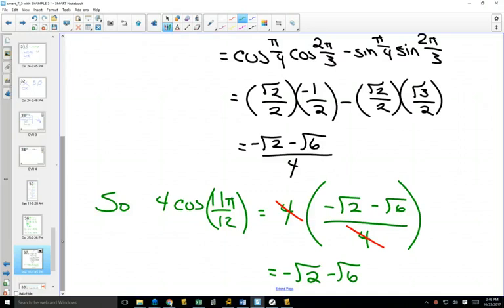Here, if you keep the brackets, you still have to simplify it because it's not a single fraction. If you distributed the 4 in the top and wrote negative 4 root 2 minus 4 root 6 all over 4, that would be fine. But in this case, it is easiest to see that those factors will cancel out and to simplify.